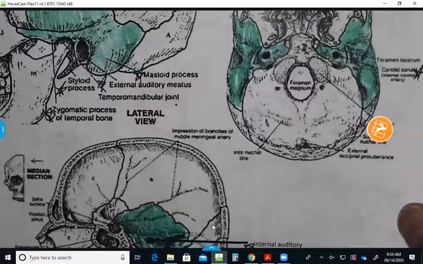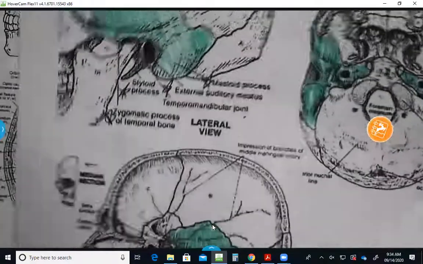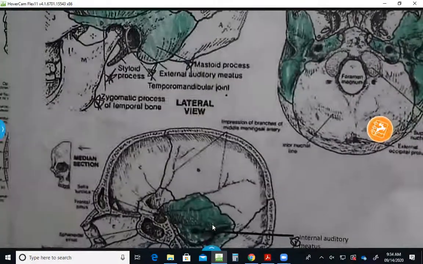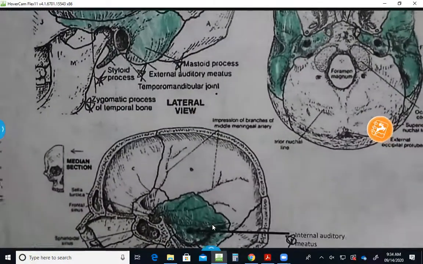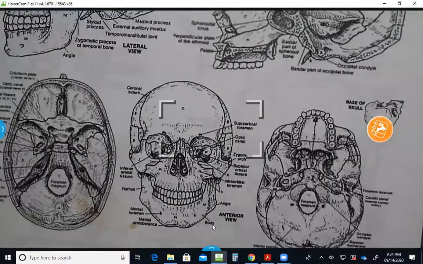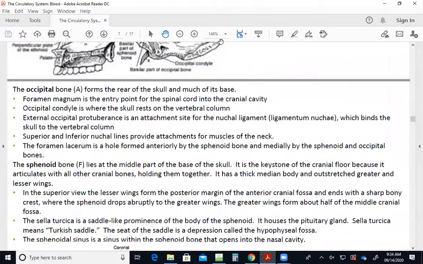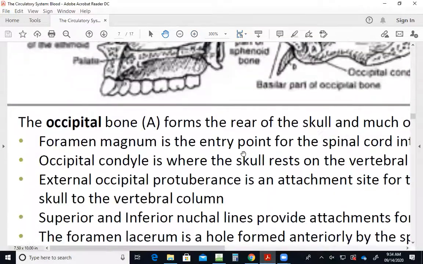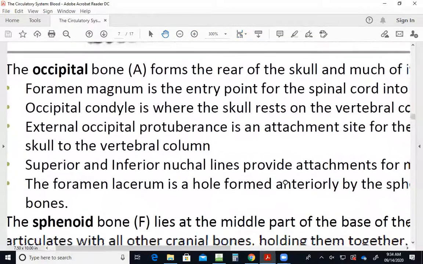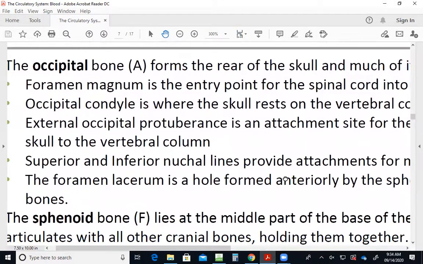Okay, any questions on your temporal bones? All right, moving on. Let's talk occipital and sphenoid.